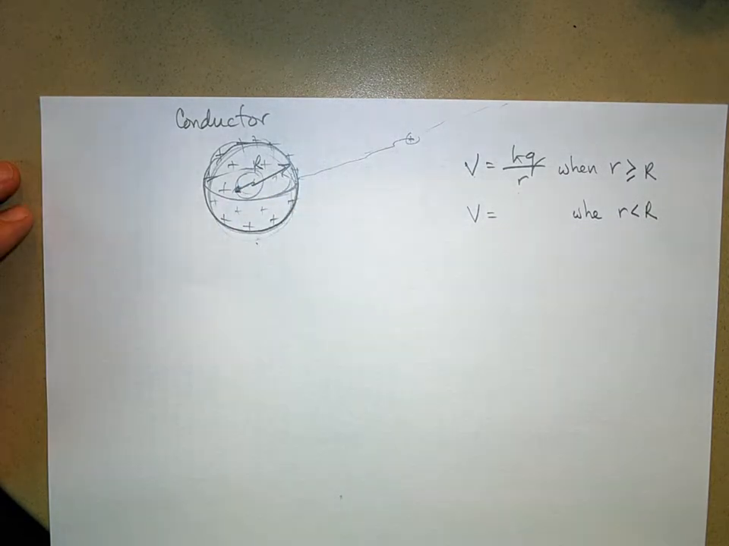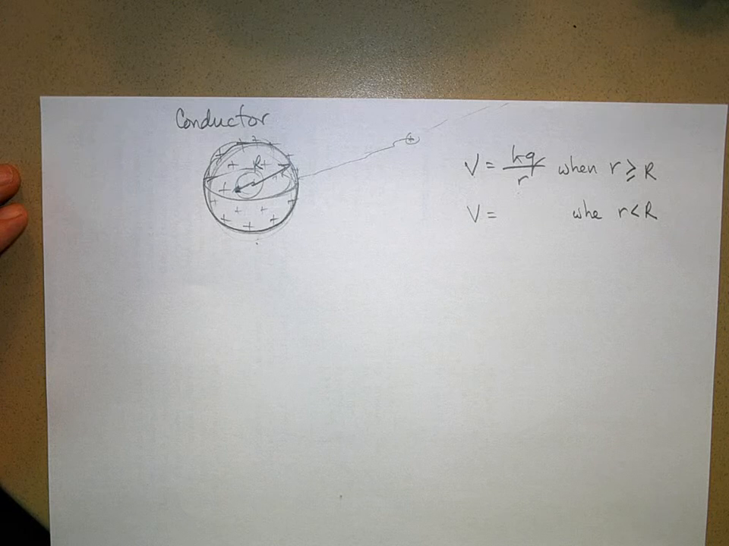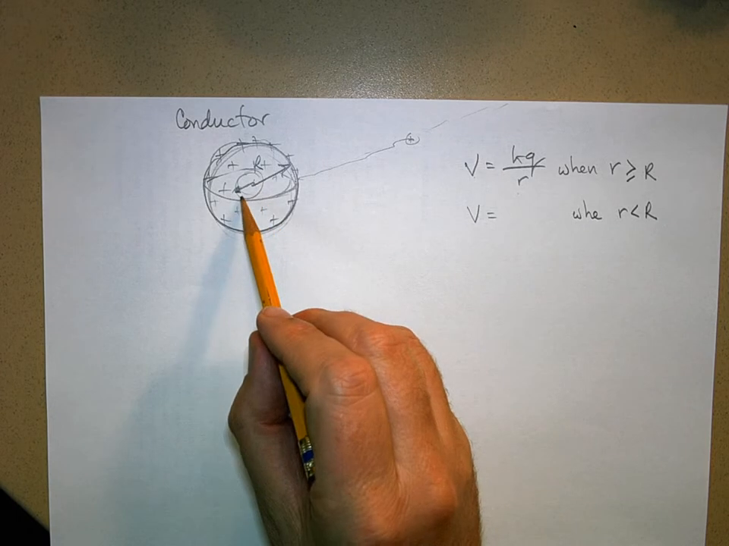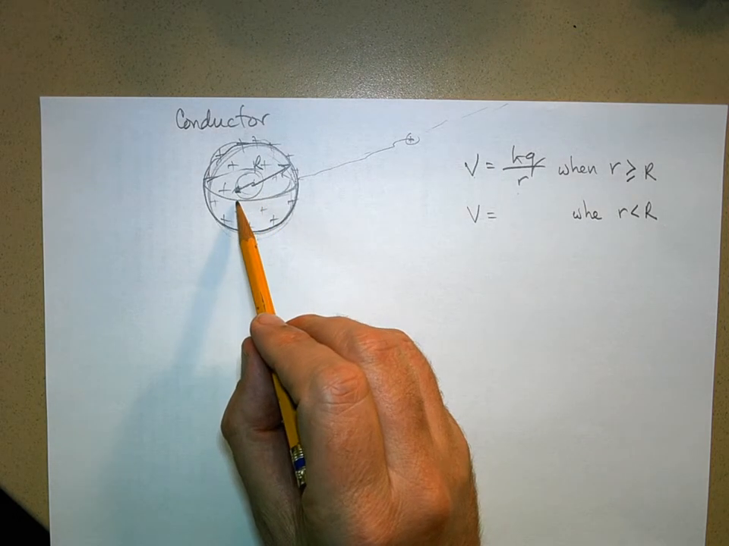Okay, quite often the guess is 0. And that's a good guess. It's wrong, but it's a good guess. There is something that is 0 inside that sphere. The electric field is 0. But what is voltage? Voltage is a measure of how much work it took for me to get that charge there from infinity, from infinitely far away.